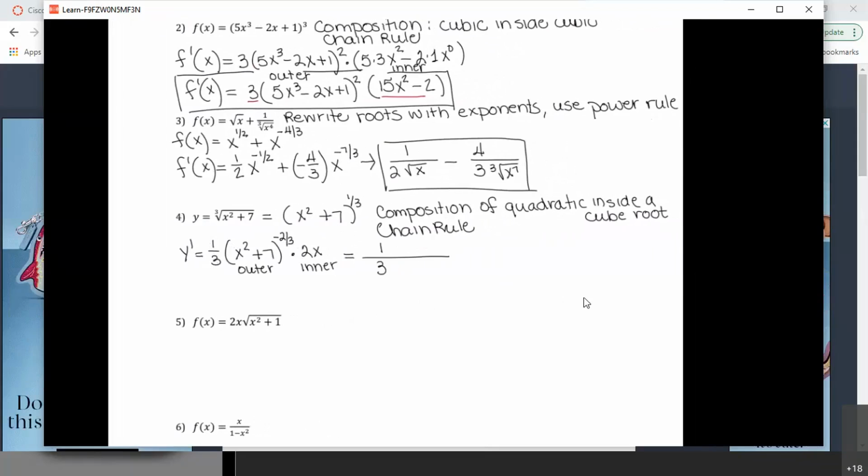The 2x is in the numerator, and this quantity in parentheses is in the denominator, because it has a negative exponent. I'm taking the cube root of it, and the quantity in parentheses is squared. If you want, you can leave it to the 2/3 power. And again, it's convention to not put the 1 there. So there it is, totally simplified.